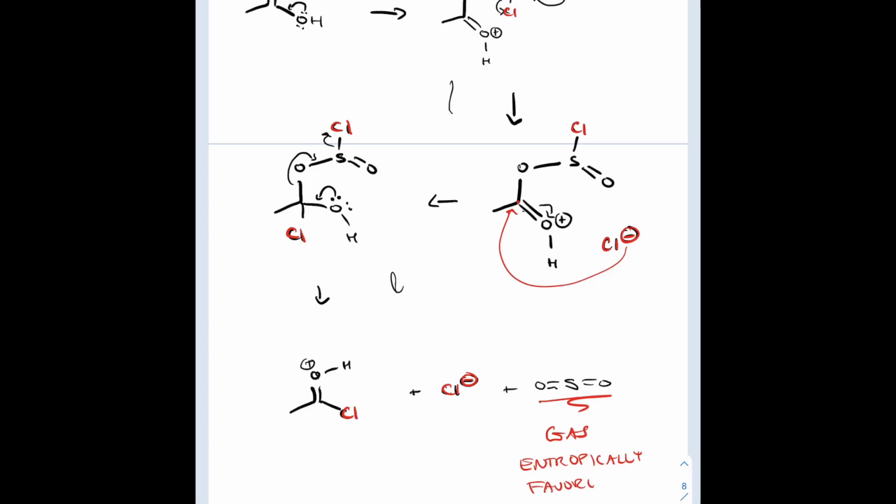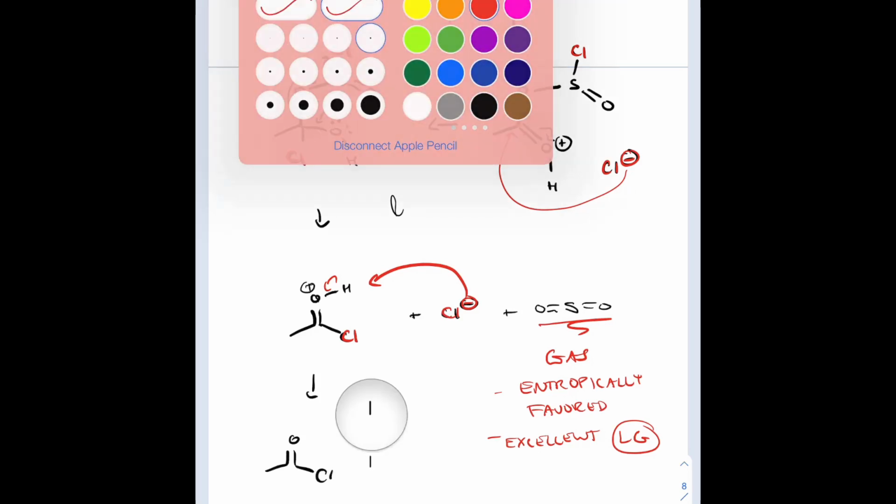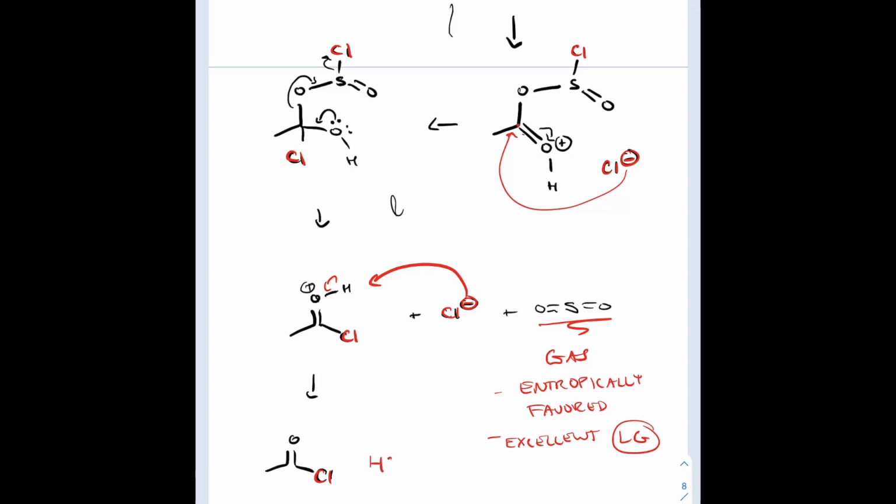So the reason why this reaction actually proceeds so nicely is because sulfur dioxide is a gas, and since it's a gas, this reaction is actually entropically favored. And usually gases are amazing leaving groups. So that's exactly what happens. This chloride can come along and remove that acidic proton on the oxonium, and that ultimately gives us our acid chloride product as well as HCl.